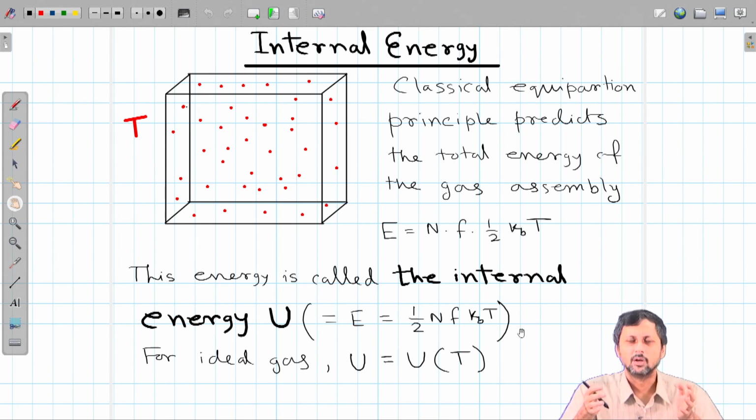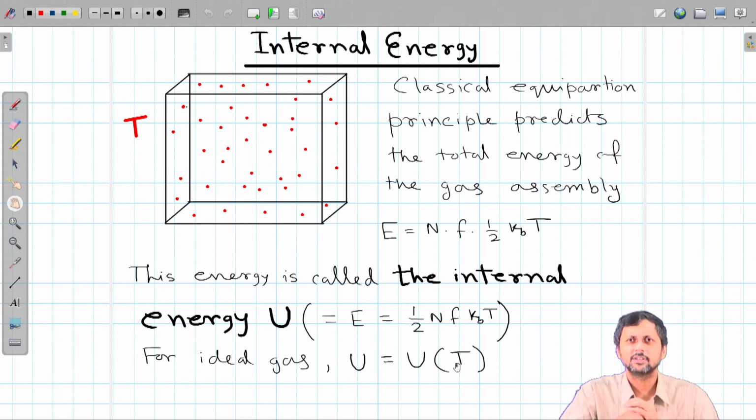and we can have different degrees of freedom of a gas molecule participating, being activated at different temperature ranges. There are other effects also which we will be discussing later on. So, for any real gas, U cannot be a function of temperature only, but this is just an example to give you an idea of what internal energy is.